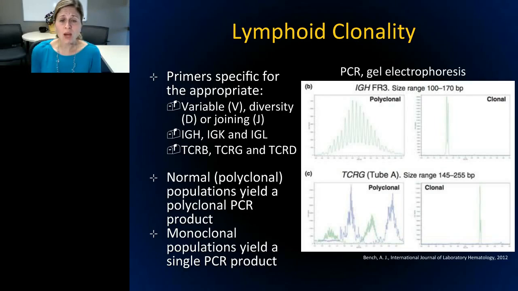But in a normal polyclonal population, an individual that does not have a leukemia or lymphoma, what we see is all of these different little peaks that are associated with many, many different gene rearrangements, in this case of the IgH gene. And down below here, this is just one example looking at the T-cell receptor gamma chain, and you can see that there are many, many different populations of cells with different rearrangements of that gene.